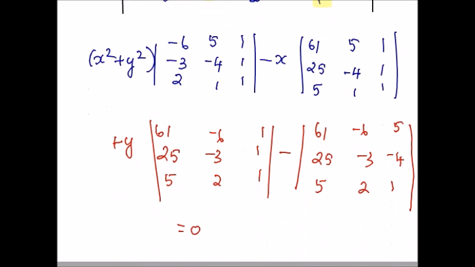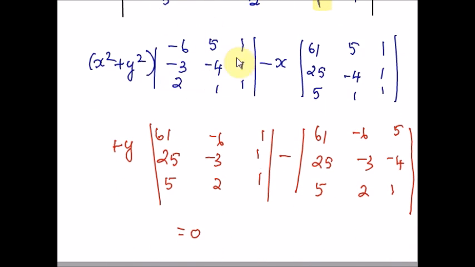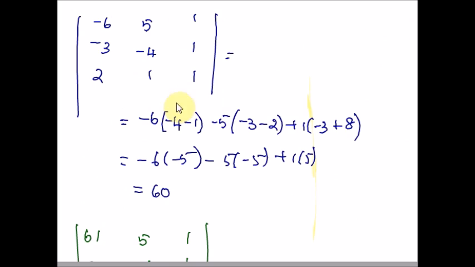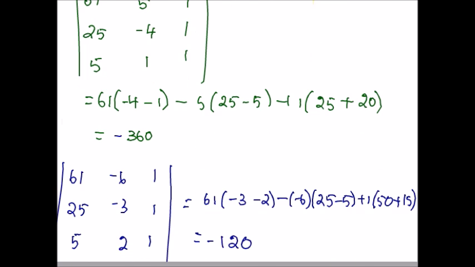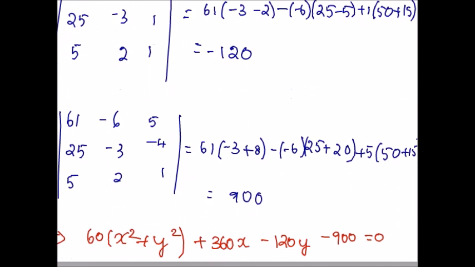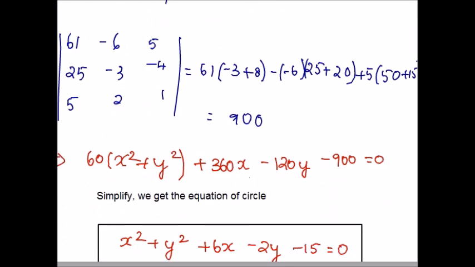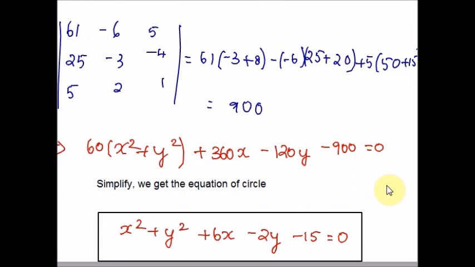Now let me explain how to break down this. So by this one I'm getting 60, and next one is negative 360 and negative 120 and 900. Plugging in these values, and simplifying the equation, we get the equation of circle. That's it for the determinant method.